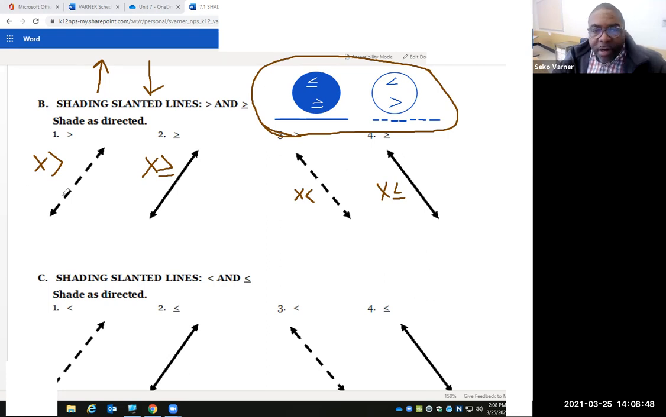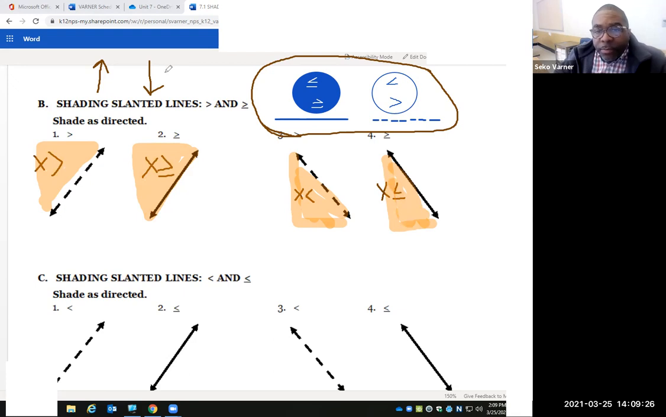Okay, this is greater than or equal to, so you're going to shade everything up. All right, you're going to shade up. And this is X is greater than or equal to, and you're going to shade up. But if it's less than, you're going to shade down, down, down. If it's less than or equal to, I got a little tongue tied, it's going to be down, down, down.